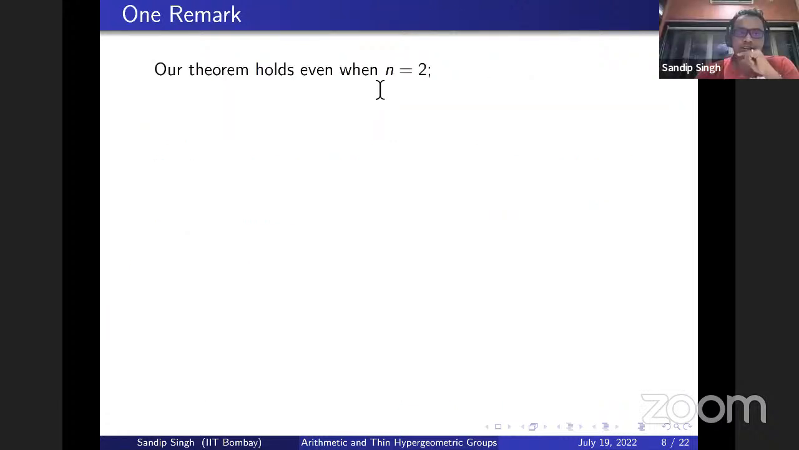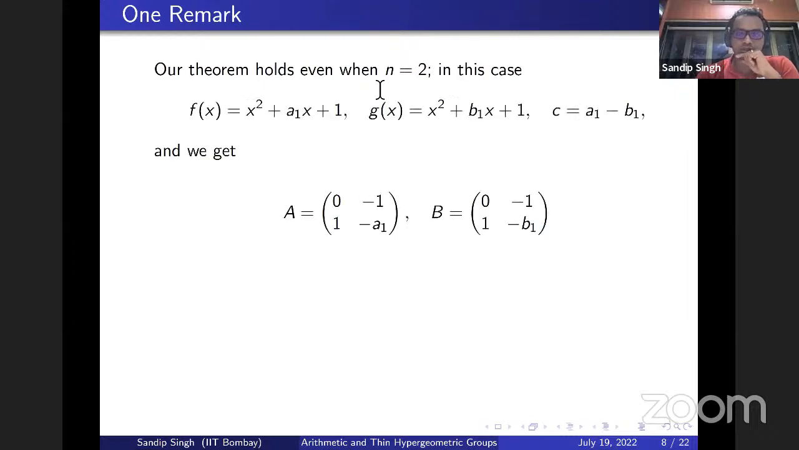So here is one remark. Our theorem even holds for n equal to 2. In this case, f will be the polynomial x squared plus a1x plus 1, and g is x squared plus b1x plus 1. For the symplectic case, we require that f0 is 1, g0 is 1. And c, the leading coefficient of the difference f minus g, is nothing but a1 minus b1.